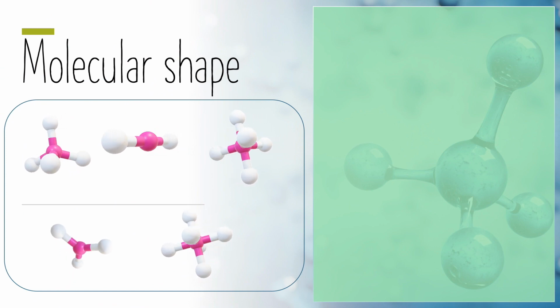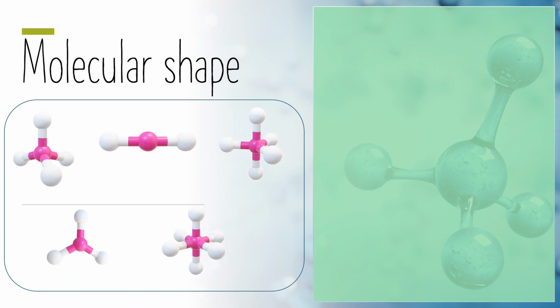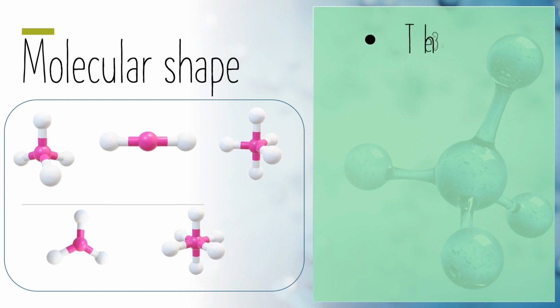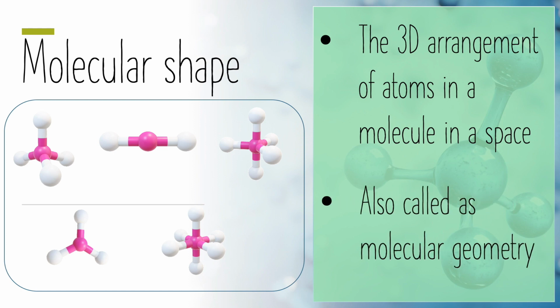As we begin to learn more about molecules, it is important to understand the way molecules are arranged in 3D space, because this will affect how the molecules do chemistry. Molecular shape is known as the 3D arrangement of atoms in a molecule in space. It is also known as molecular geometry.